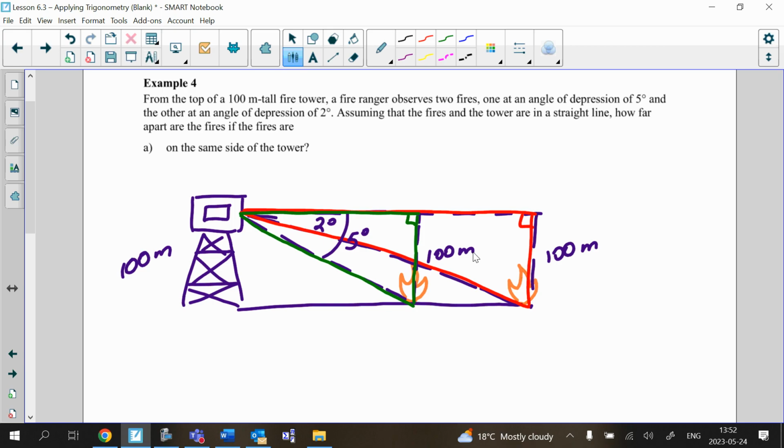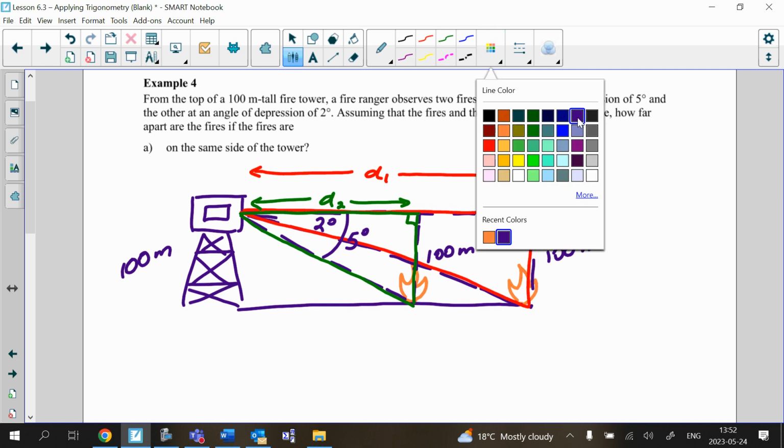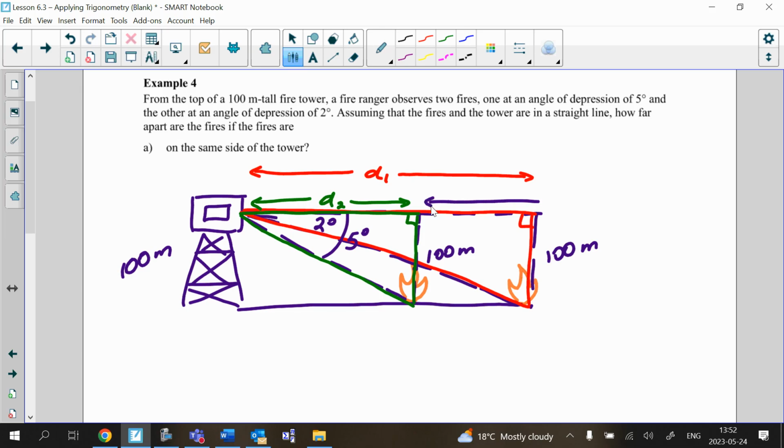So to find how far apart the two fires are, we find the horizontal distance to the furthest fire, which is in the red right triangle, which is D1. Then we find the horizontal distance to the closer fire, which is the green right triangle, which is D2. And then when we subtract those two, we're going to get the distance between the two fires, which is what we're asked to do in the first place.